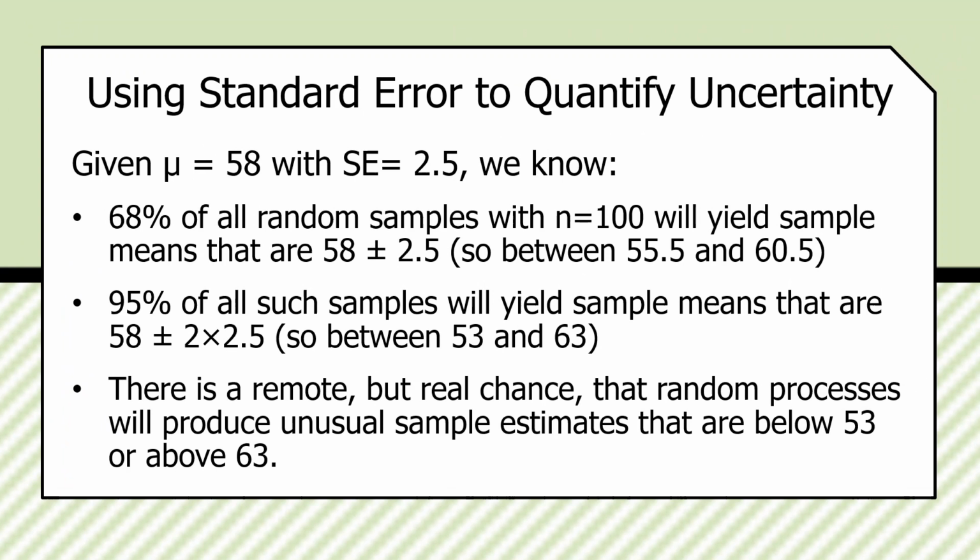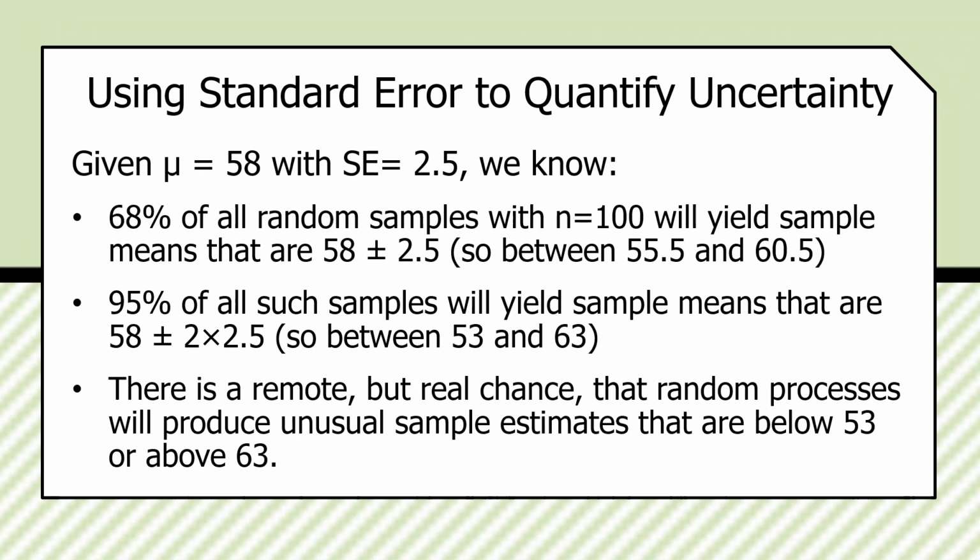Here's what we know. Given a population mean equal to 58 and an SE equal to 2.5, here are some things that a standard established statistical rule called the central limit theorem allows us to know. 68% of all random samples of size 100 will yield sample means between 58 plus or minus one standard error, plus or minus in this case 2.5, or between 55.5 and 60.5. So 68% of random samples will fall in that interval. 95% of all such samples will yield sample means between 58 plus or minus 2 times the standard error, or in this case between 53 and 63.